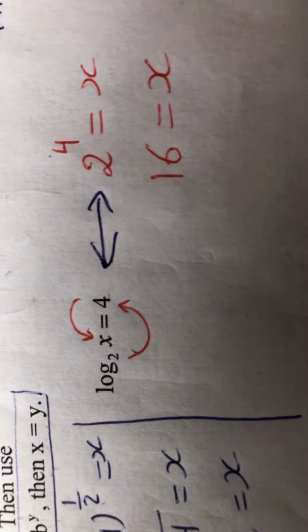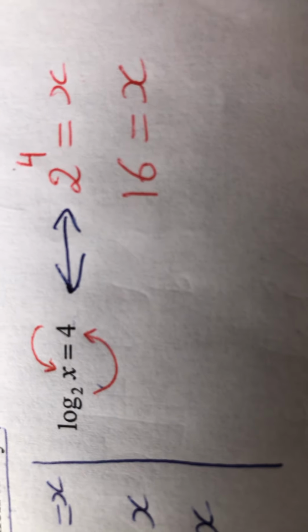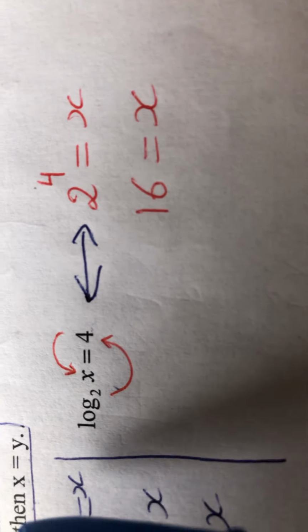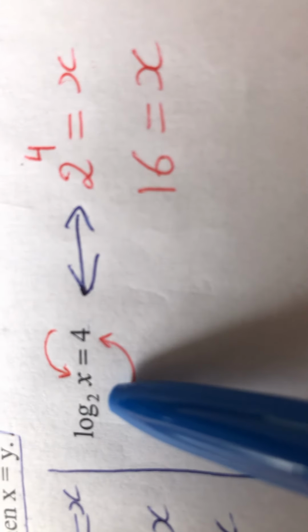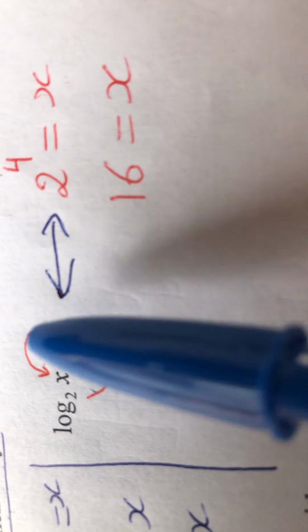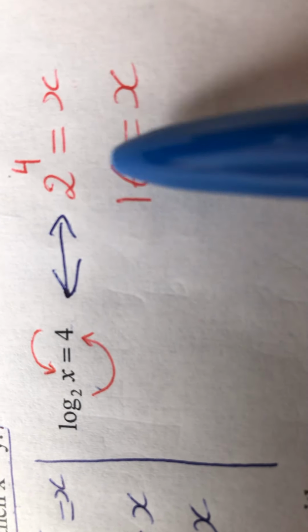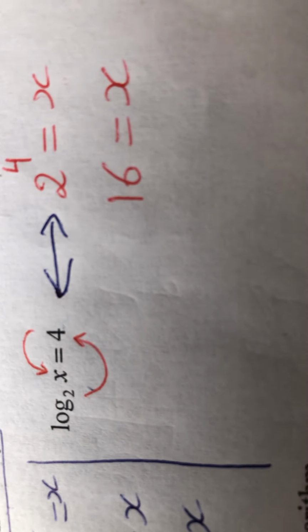Another example. Solve this logarithmic equation. Log with base 2 of x equals 4. So first convert to exponential. We start from the base. So 2 to the power 4 equals x. 2 to the power 4 equals 16. So x equals 16.